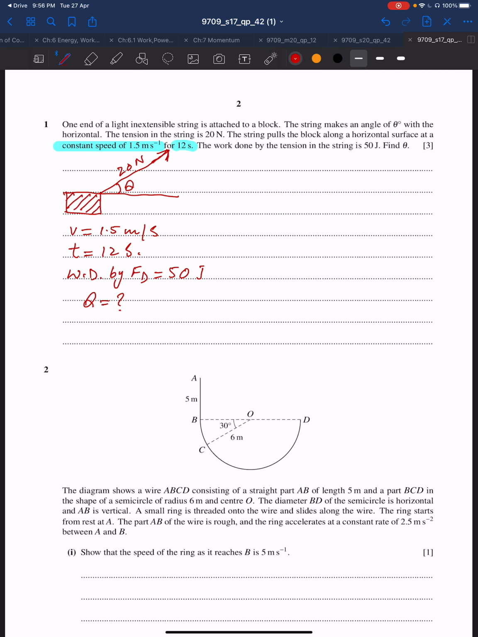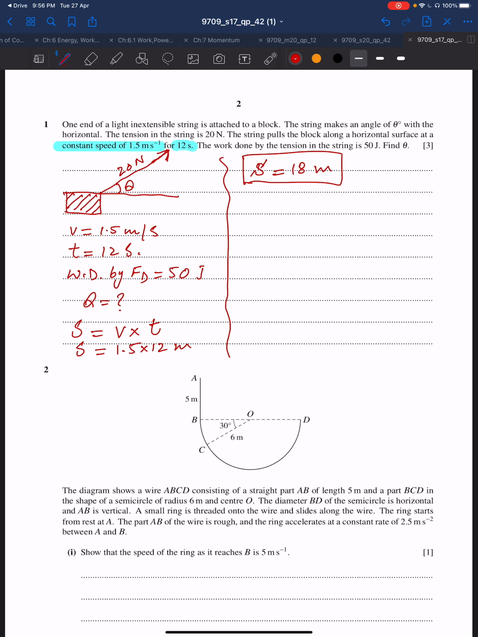Now you know that the speed is constant. So distance s is equal to speed into time. What is the distance covered by the object? Distance is equal to 1.5 into 12 seconds. So the total distance covered with this speed in 12 seconds is 18 meters.